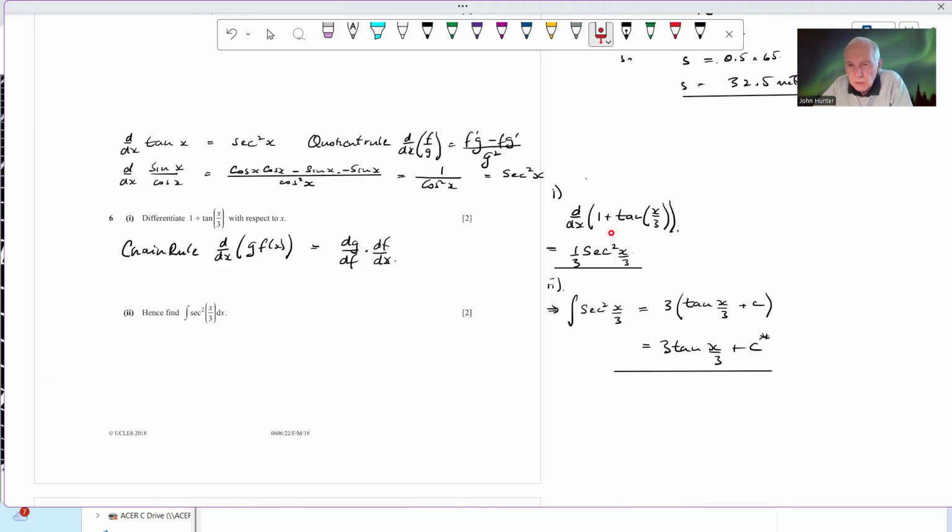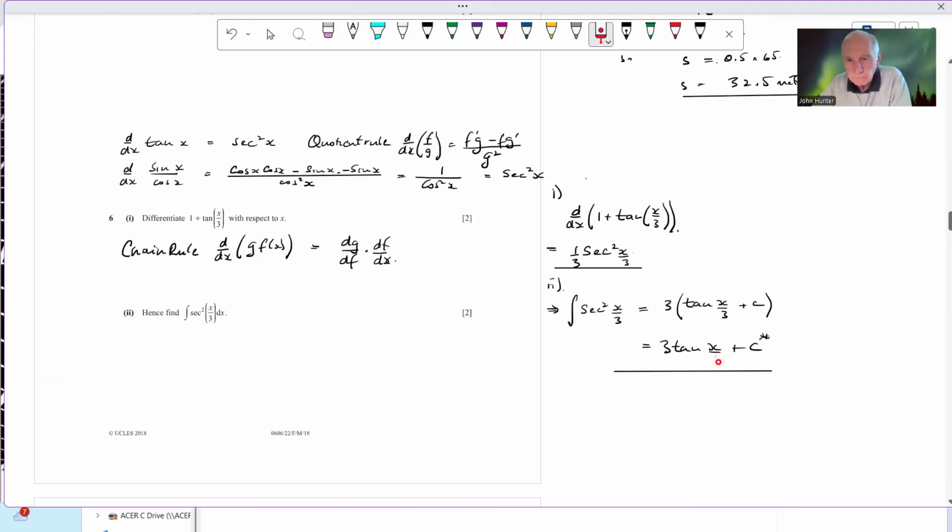But the other thing is when we're integrating this, yeah, we're going to get our tan x by 3. But we've got to remember our constant of integration. We don't necessarily know it was 1. We're integrating it, it's just going to be some constant. So we need to put that in when we integrate, obviously.